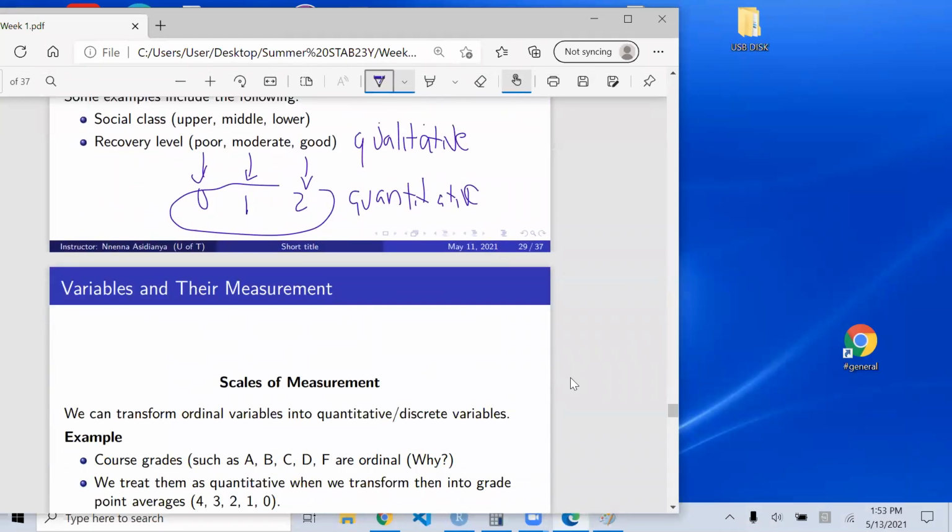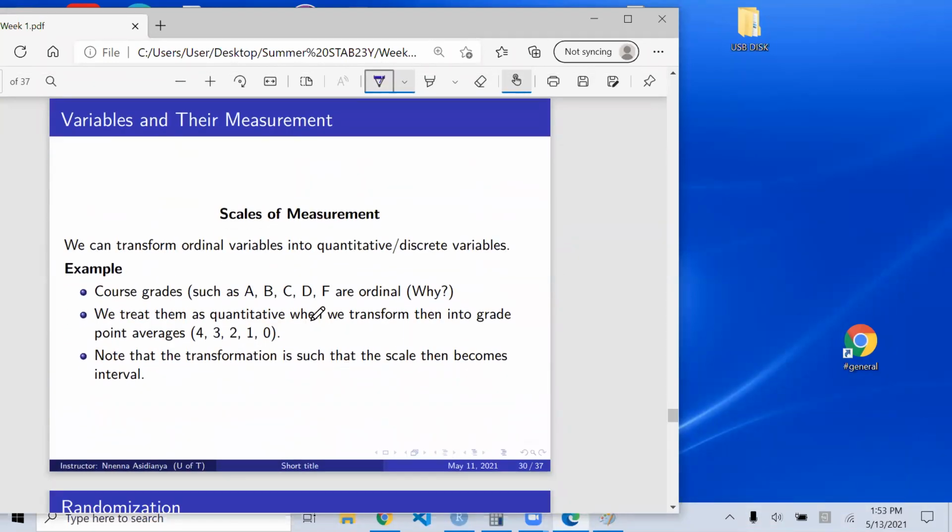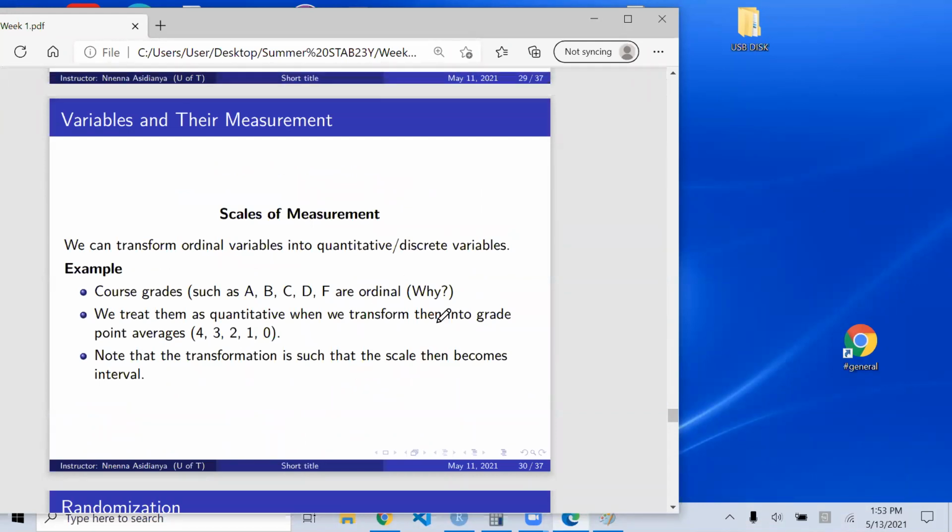But yeah, that's how your GPA is actually computed, by the way. So for instance, your course grades, you've got an A, B, C, D, or an F. These are ordinal. How come? Well, because obviously an A is better than a B, which is better than a C, and etc. But I cannot talk about the difference between an A and a B until I convert them into quantitative variables.